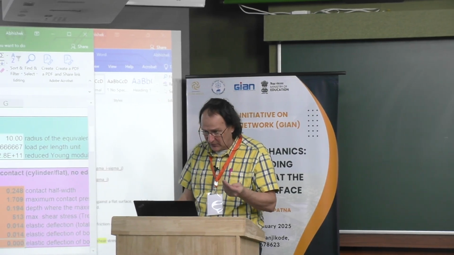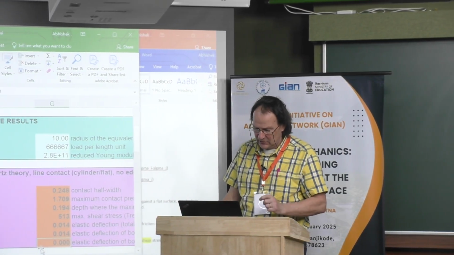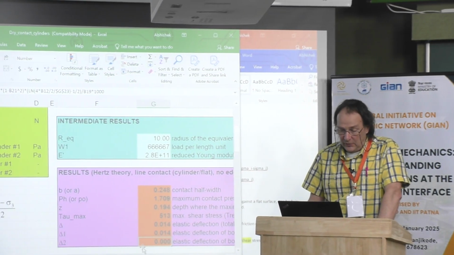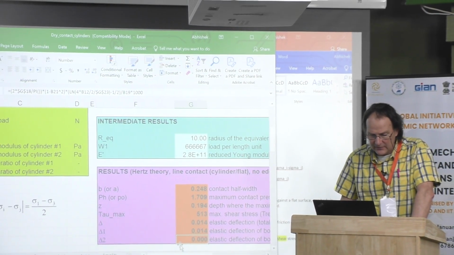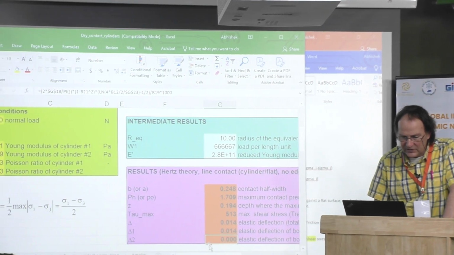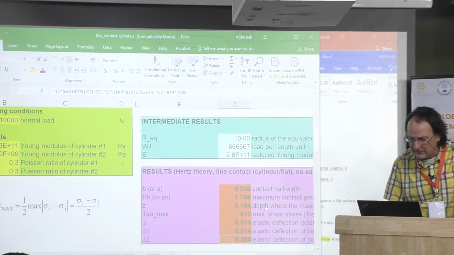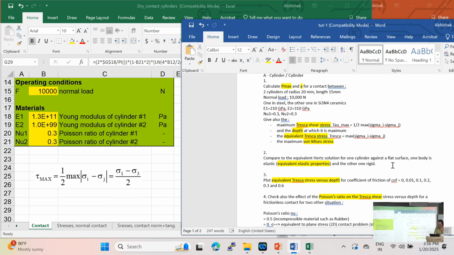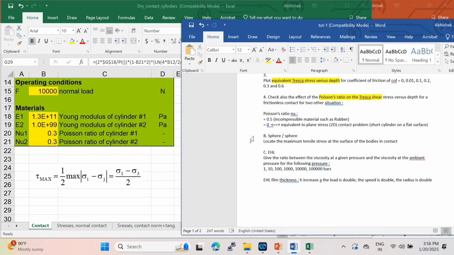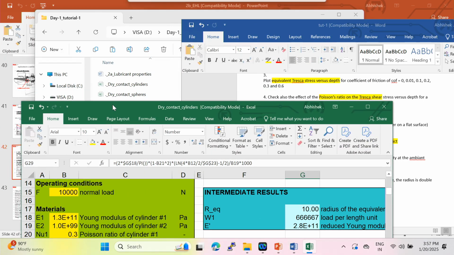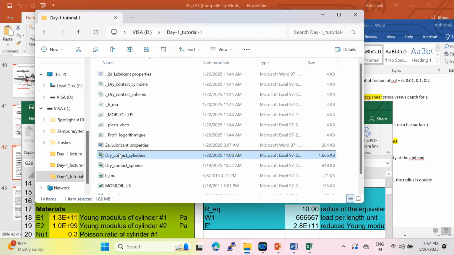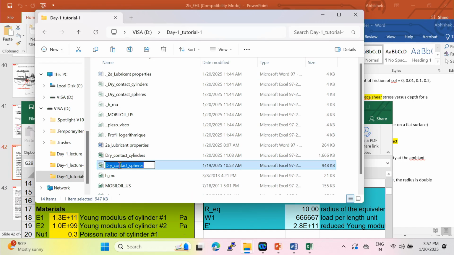Okay, then we can do the same for the stress for sphere on flat surface. Just what I wanted to show you. Okay, in fact, the question was for, I wanted to discuss here the location of where we can find the maximum tensile stress. Then this is in this file.